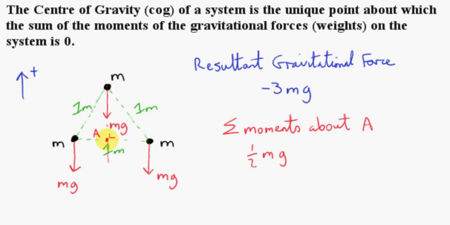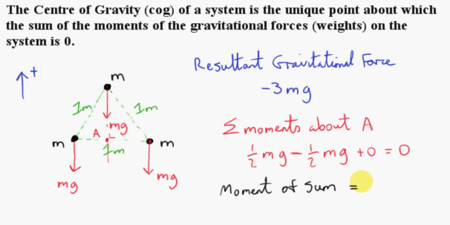Half is the distance from here to here, and for the other one it's minus a half mg. So we can see that, and of course for this one here it's 0. So the sum of the moments about the point A is 0. The moment of this force about the point A is negative because it's got a clockwise moment about this point. It's mg times a half, with the minus sign.